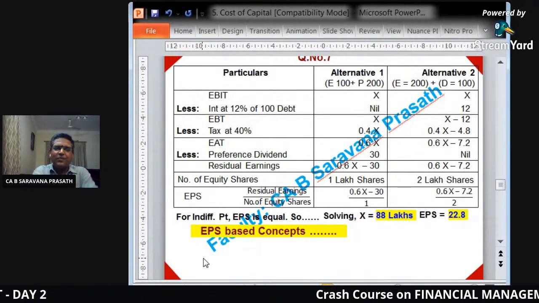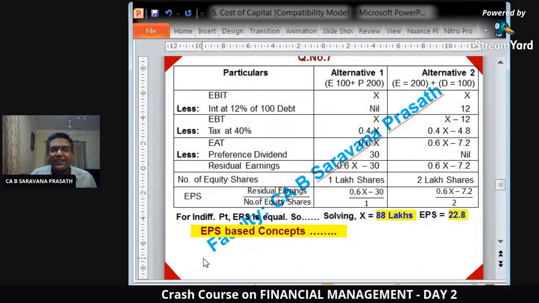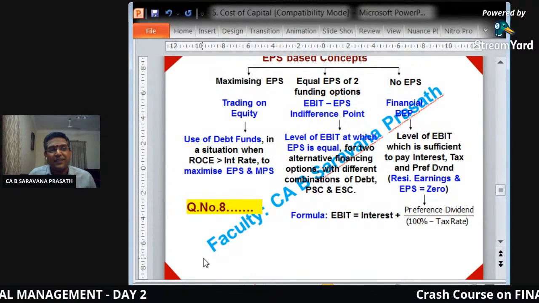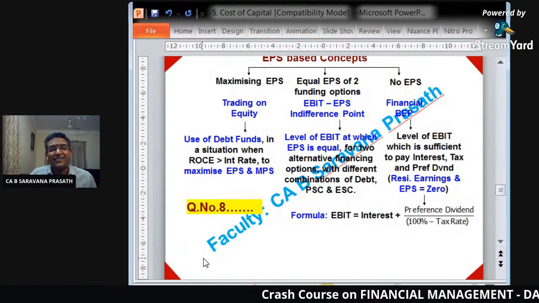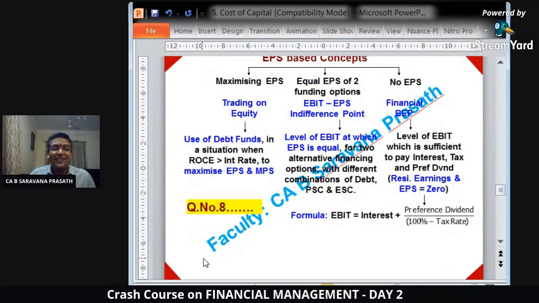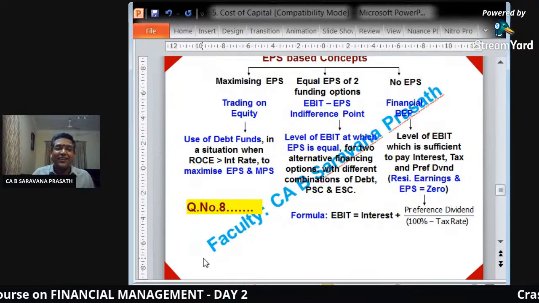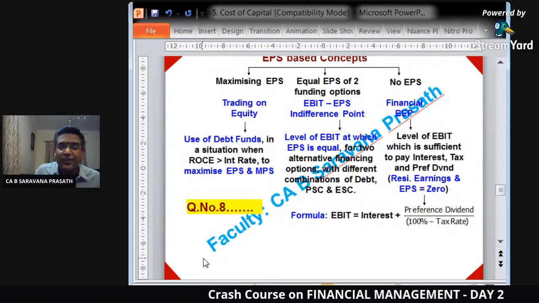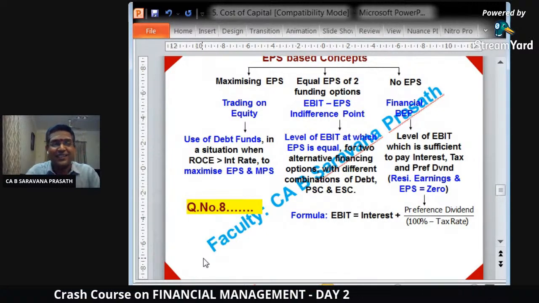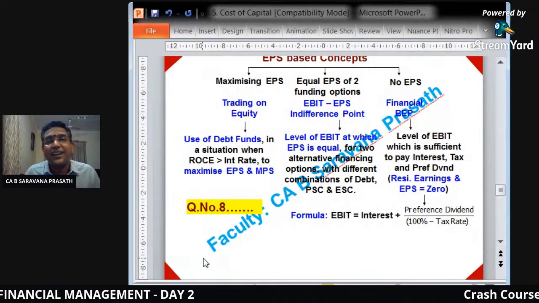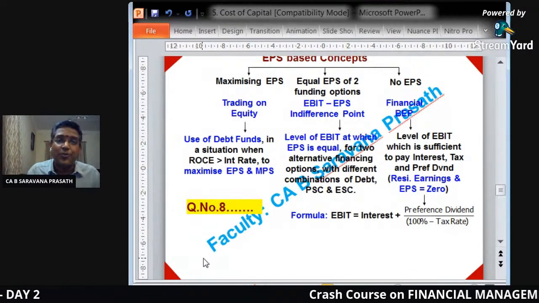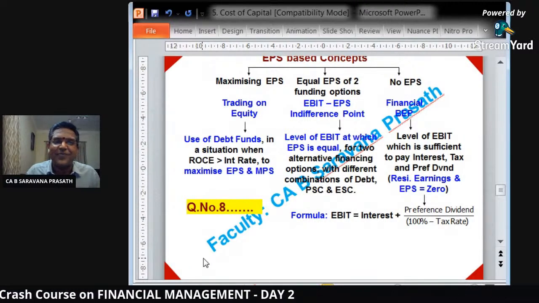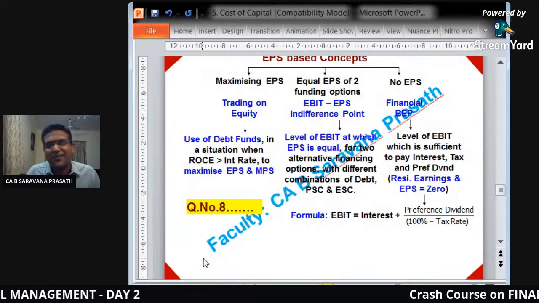Okay, we will proceed to the next slide, which summarizes the EPS based concepts for us. First concept is maximizing EPS. What is the name for this? This is called trading on equity. What is the concept? Use of debt funds, use of borrowing, in a situation where ROCE is greater than the interest rate. In that case, if you borrow, it will lead to maximizing EPS and MPS. This concept is called trading on equity.